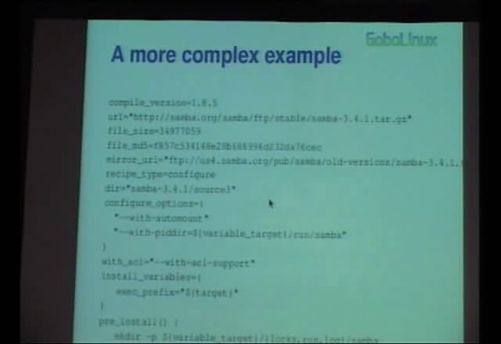Some configure options, including a variable target there, which may vary depending on what program you're building or what version of the program you're building. So we don't generally have to change them too much in between versions. With ACL, that's an optional behavior. If we want ACL support, we'll end up passing with ACL support into configure. We have a makefile variable called install, and we see at the bottom there, it's not necessarily an entirely declarative system. If you need to execute something, we can.